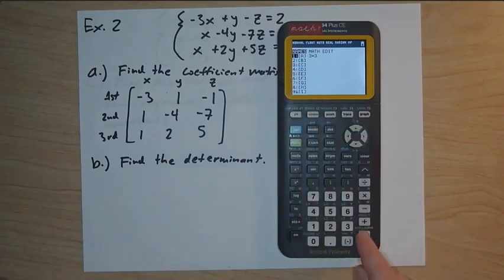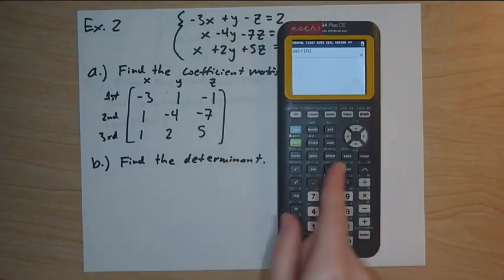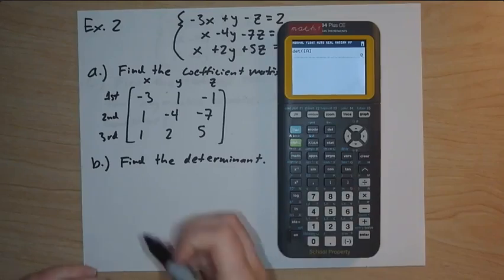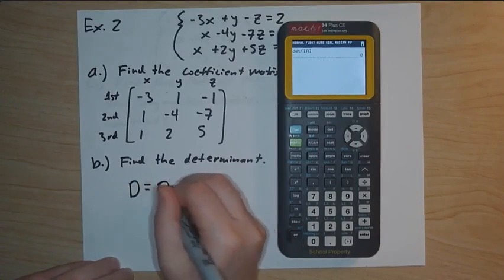We edited A, so press enter for the first one, which is A. So we want to find the determinant of matrix A, press enter. And it says our determinant is 0. So here for part B, we have D is equal to 0.